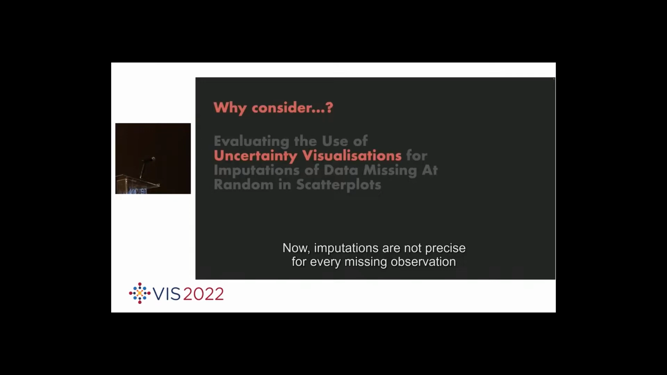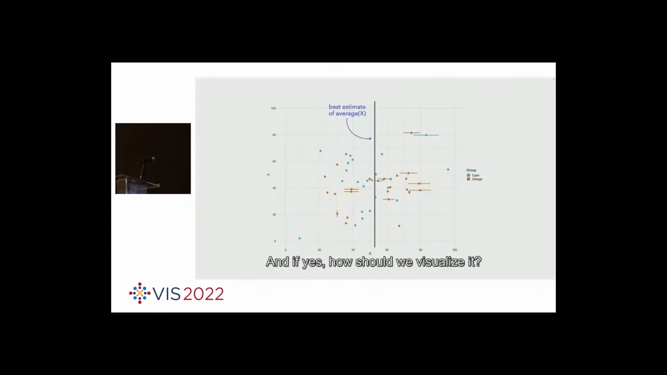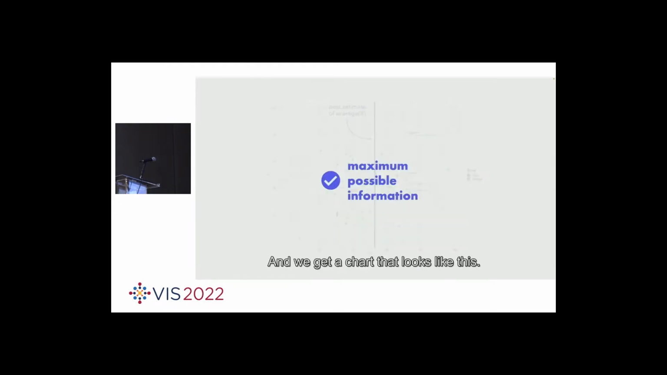Now, imputations are not precise. For every missing observation, an imputation process will generate an estimate with some uncertainty. The question then is, should we visualize the uncertainty? And if yes, how should we visualize it? Here we present the uncertainty of the estimated imputations using confidence intervals, a commonly used representation of uncertainty, and we get a chart that looks like this. This is the maximum possible information that we can give the analyst.